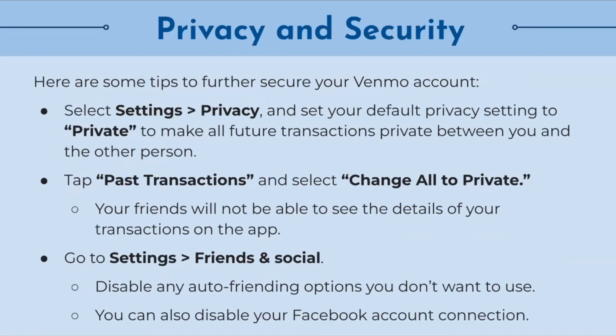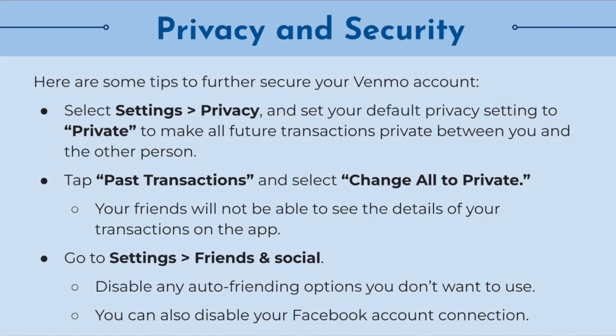Select settings, then go to privacy, and set your default privacy setting to private to make sure all future transactions are private between you and the other person. So that's kind of what I was saying earlier. There's really no point to anybody else seeing what you're sending to people. So I do the same thing. I have my default setting for all of my transactions as private, which means only the other person and I can see what I'm sending.